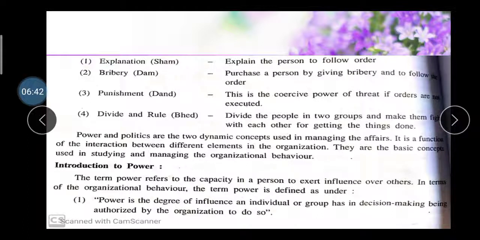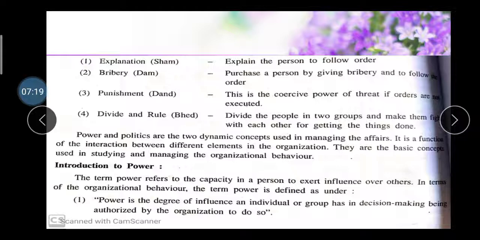If any person is doing corruption in business, such as giving a bribe in a purchase, that is one type of corruption, and it follows the orders. The third one is punishment. In this coercive power, orders have to be executed. The fourth one is the divide and rule policy, which was applied by the British rulers in India. They divided people into two groups and made them fight with each other, getting things done.